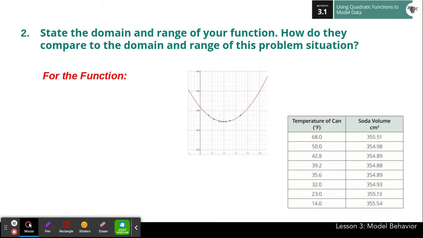So for the function, which is just the graph itself, the domain, if you remember, is always your x value. So I like to look at that like it's talking about the width of the graph. And we all know that parabolas go on forever, and they get wider and wider and wider and wider. So the domain of this is all real numbers.